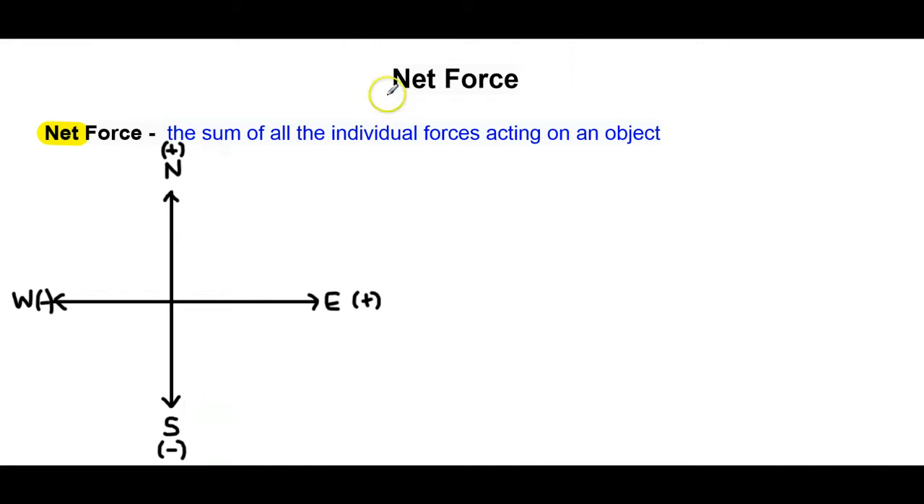Now, just to add to the confusion, sometimes it won't be north, south, east, west. Maybe it'll be up, down, left, right. So let's add those in as well. So up will also be positive. To the right will be positive. Down will be negative. And to the left is negative.